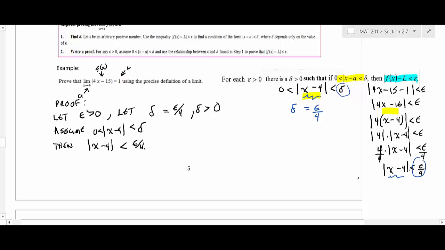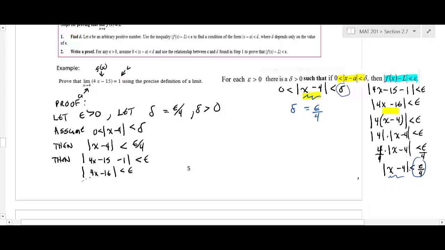Okay, and then what we can do is multiply both sides, like this. So we can make that conclusion now. Now we're also going to do the f of x part right there. So we're going to do |4x minus 15 minus 1|. We know that that is less than epsilon. Okay. And then what we're going to have is |4x minus 16| is less than epsilon, like that.